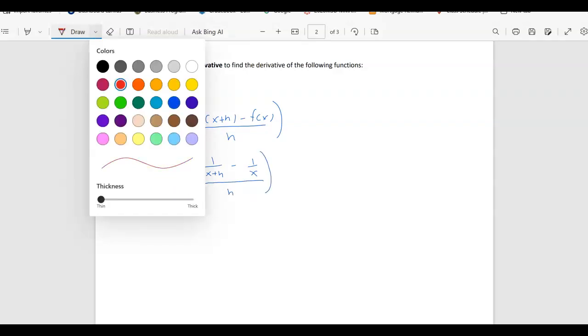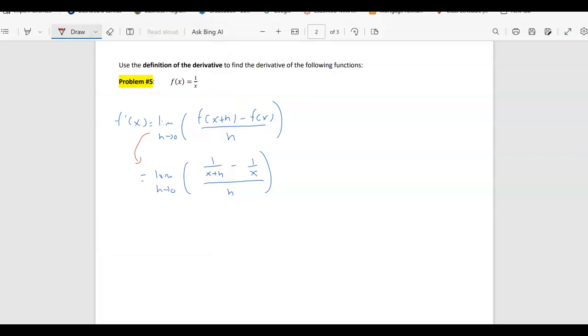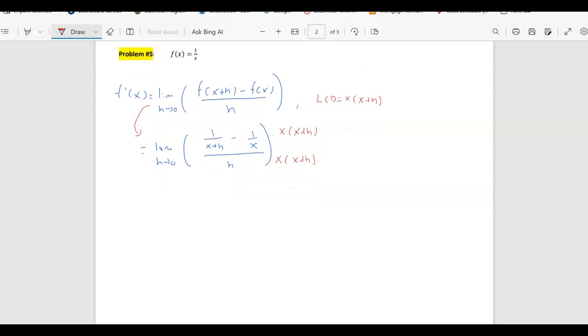And then the step that we're going to take here is I'm just going to acknowledge that the LCD is, well, technically h over 1, but technically x times x plus h. And what I'm going to do is multiply by x times x plus h, and at the bottom x times x plus h. Multiplying by the LCD is going to simplify the complex fraction that we have. And remember that on the top, we get to multiply it times these two values.